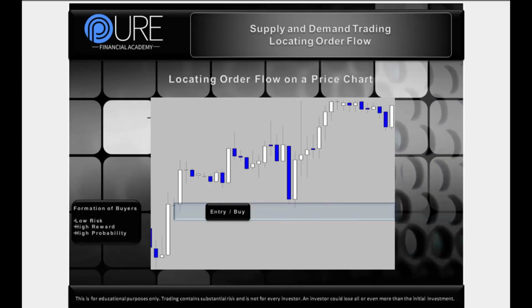It's all recorded. Okay, so locating order flow, guys, on a price chart, very good. We're going to start moving much faster now. Okay, so the formation of buyers, I want you to paint this picture in your mind, because this picture is definitive. It is one that doesn't fail very often in our experience.